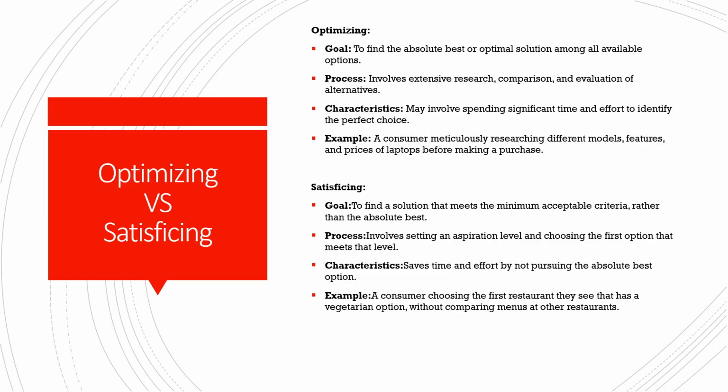Now let's understand the difference between optimizing versus satisfying consumer decision making. So optimizing is a consumer decision strategy where an individual thoroughly evaluates multiple options to find the best possible product or service that meets their needs and wants. Now here the approach involves various factors such as features, price, reviews and benefits. So here the consumer is trying to find the best or optimum solution from all the available options.